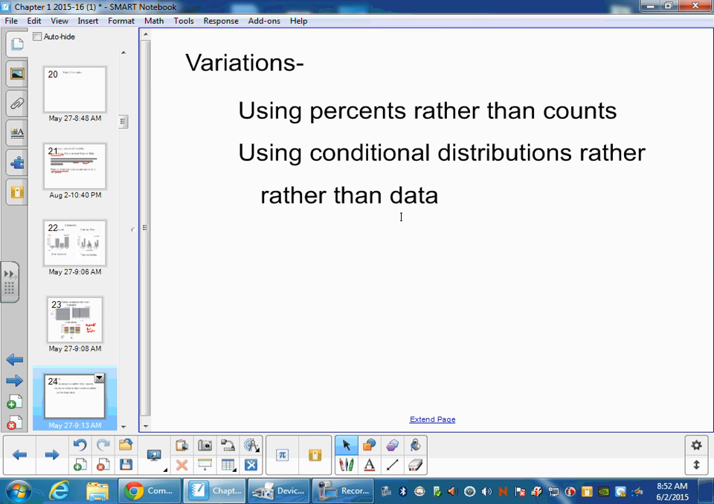Now there are different variations, and I just mentioned this. Sometimes they use percents rather than counts, and sometimes they use counts rather than percents. Also, sometimes they use the conditional distributions rather than the actual data. Here we just graphed the actual data.